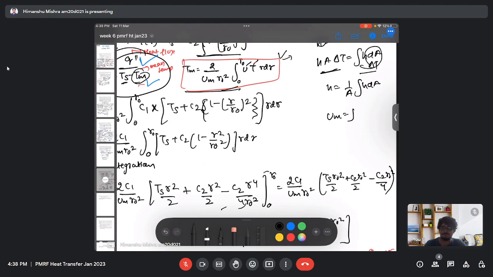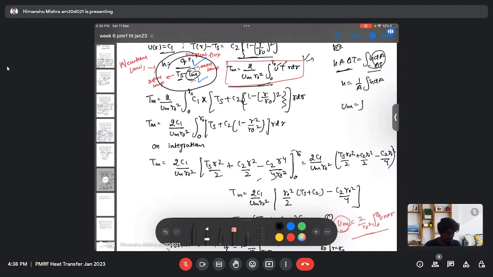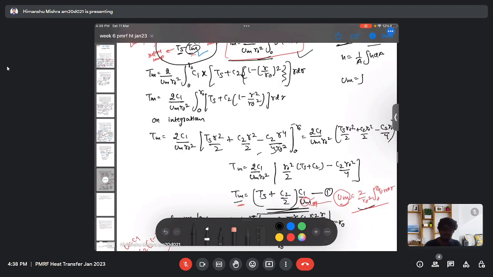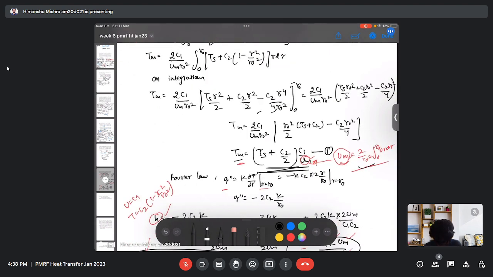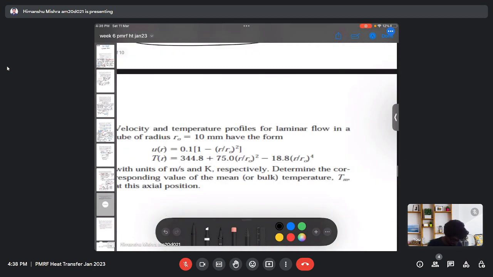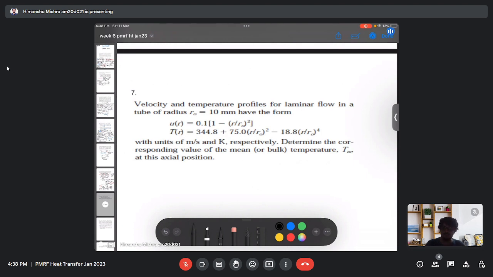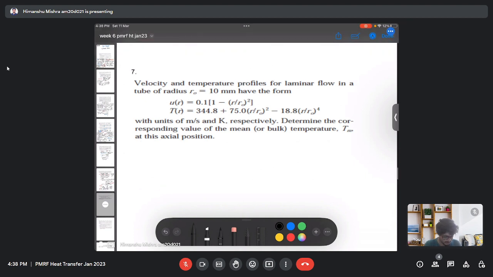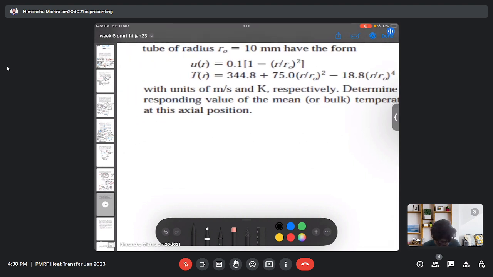Okay. So again, in the next question, we will be using this temperature and the velocity profile to find out the heat transfer coefficient. In the next question, we have been given the velocity and temperature profile for laminar flow, in a pipe of radius 10 mm, and we need to determine the mean temperature at this axial location. So we will be solving the same expression here.